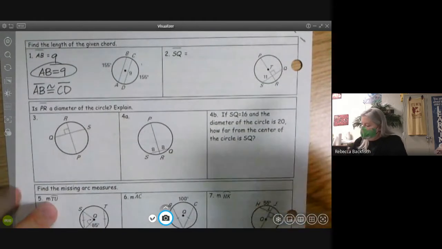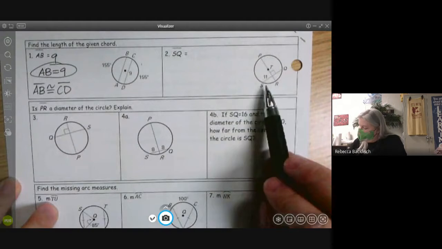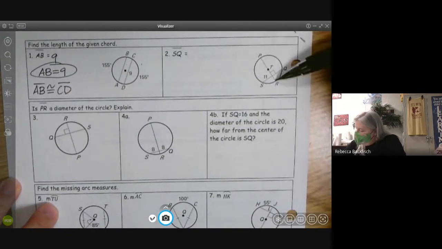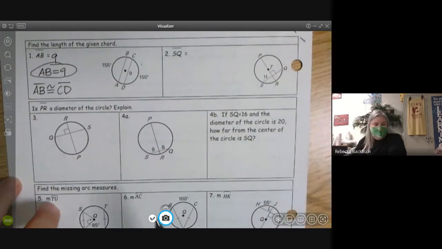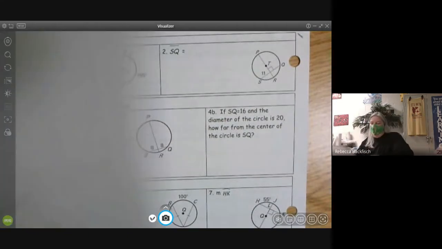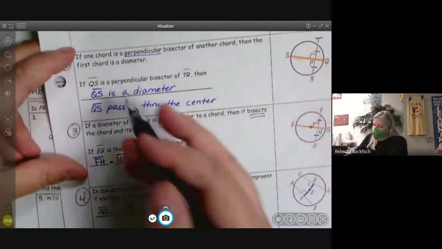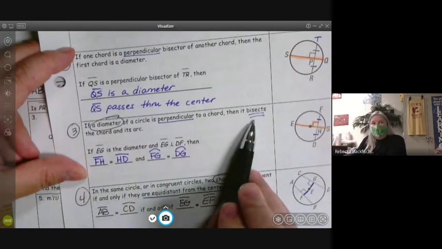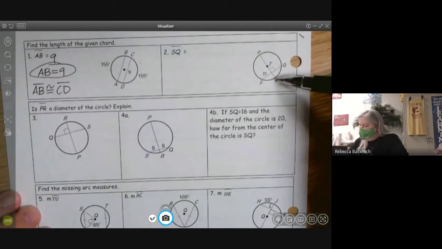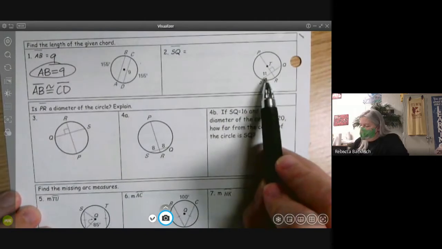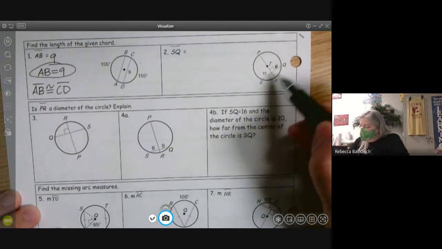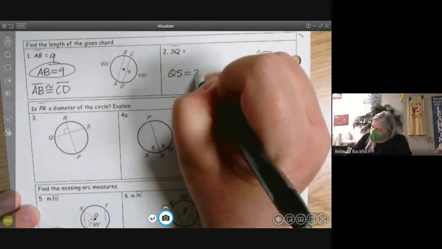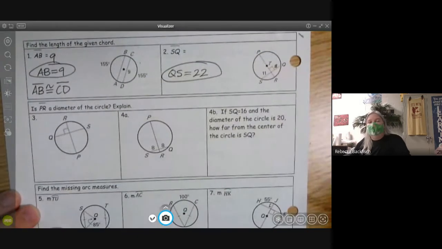All right, next, SQ. We're looking for the length of SQ. Well, we have a chord that is a diameter. It's perpendicular to this other chord that it intersects. So according to this one right here that says if it's a diameter and it's perpendicular, then it bisects the chord. So that means PR bisects QS. So if this side of QS is 11, this side over here of QS is also 11, and the whole segment altogether is 22. 11 plus 11.